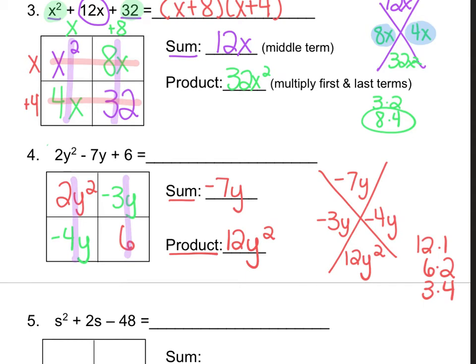Let's see. So 2y squared and negative 4y have a 2y in common. Negative 3y and 6, remember that negative is going to come out to the closest side, have a negative 3 in common. So let's look at it this way. 2y squared and negative 3y only have a y in common. Negative 4y and 6, that negative is going to come out here, have a negative 2 in common.